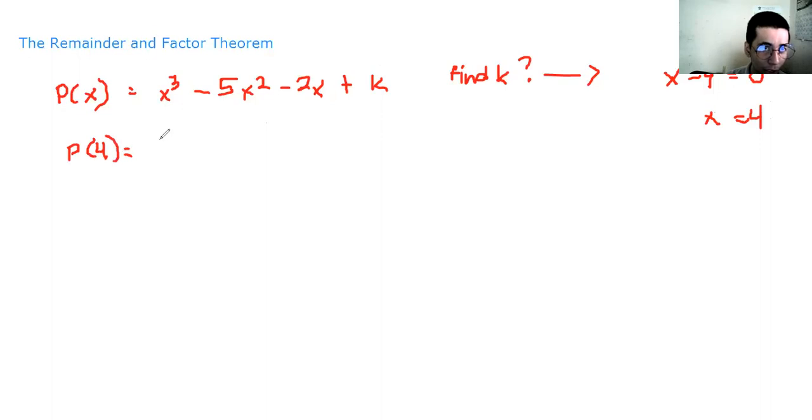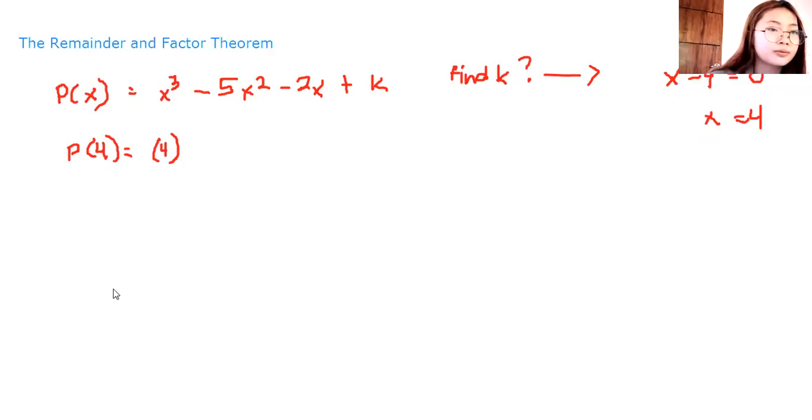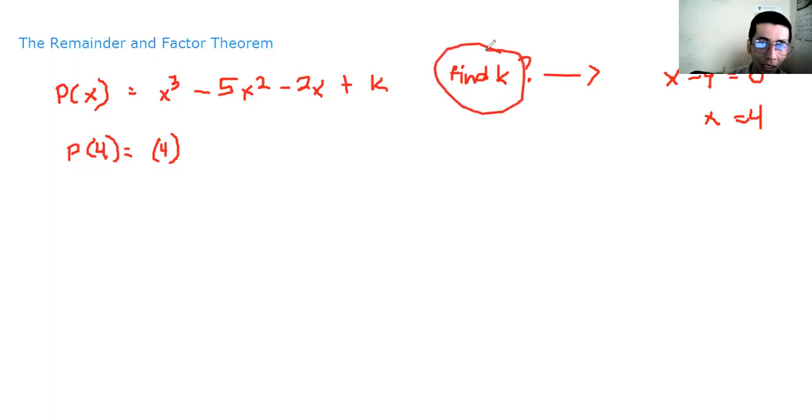So, substitute lang natin lahat. Yes, Gwen, bakit? Sir, saan po nanggaling yung x minus 4? Sa given divisor natin. Okay? So, that is a given. Given siya sa tanong. Okay? So, kasi we have here na ihanapin natin si k, kasama na sa given tong si x minus 4.